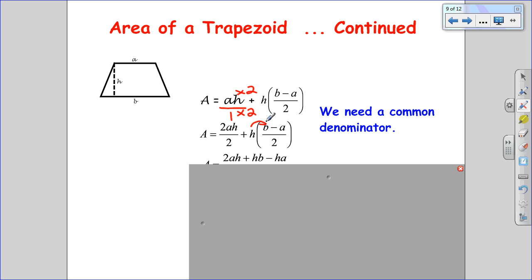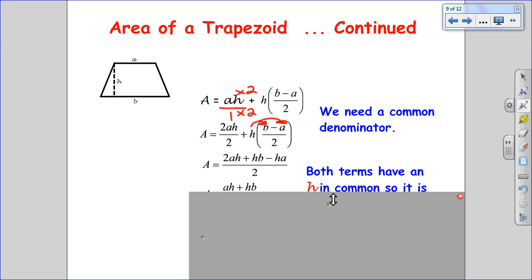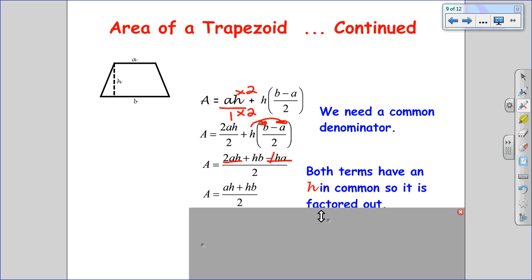And we can distribute the H into both terms. So we get HB minus HA. And now we have AH plus HB, because 2AH and minus HA are like terms. Remember, there's a 1 in front here, so 2 take away 1 is 1, so I'm left with AH plus HB.